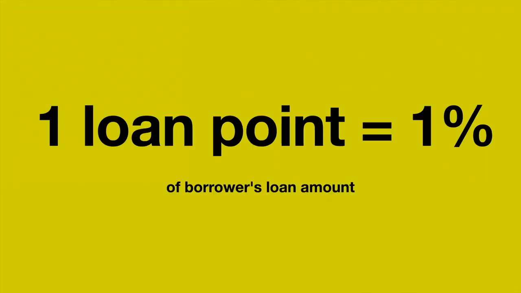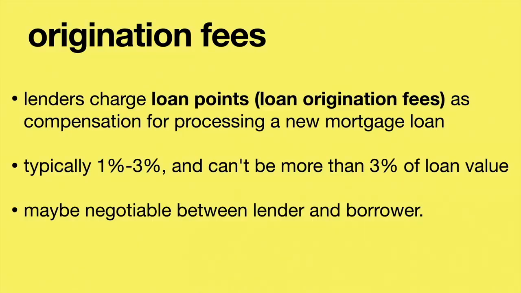Points. One loan point is equal to 1% of the borrower's loan amount. Lenders charge loan points, aka loan origination fees, as compensation for processing a new mortgage loan. Origination fees are typically between 1 and 3% and typically cannot be more than 3% of the loan value. These fees might be negotiable between the lender and borrower.